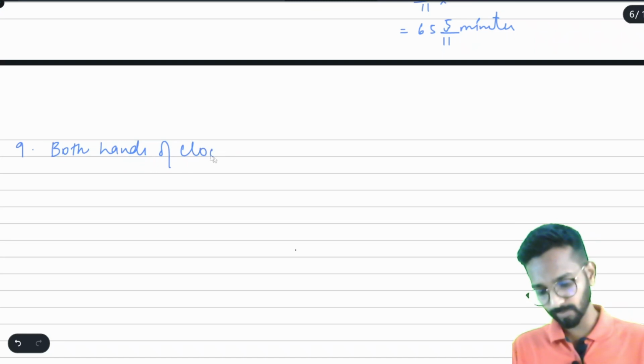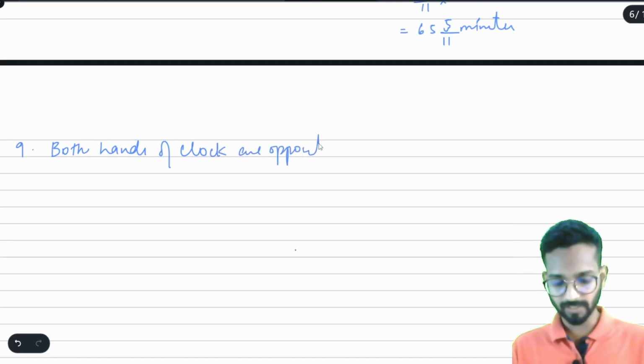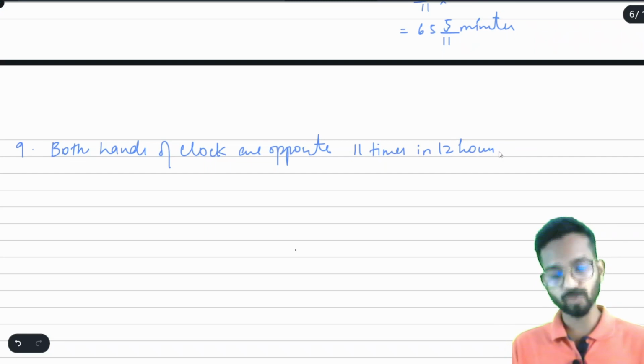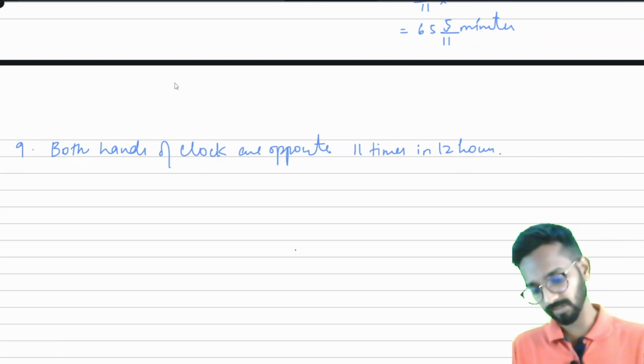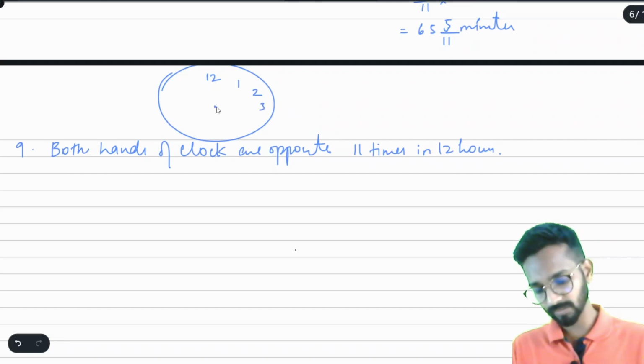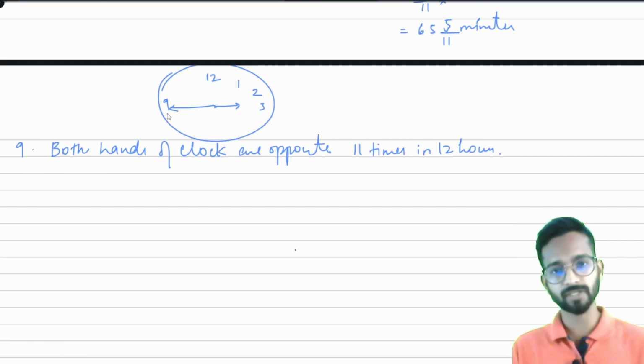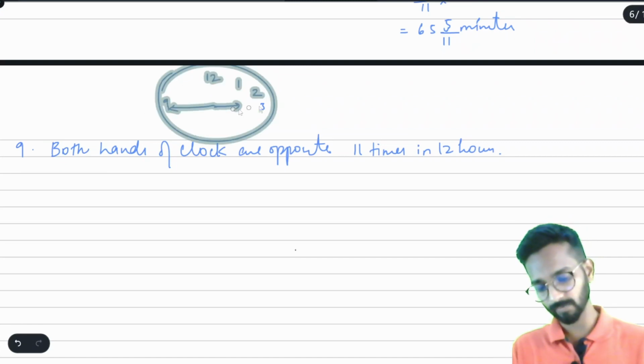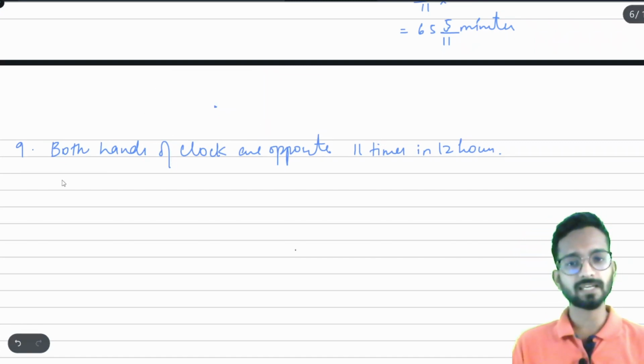what we have here is that both hands of the clock are opposite to each other. How many times? Again the same, 11 times in 12 hours. Opposite means exact opposite. How? See, suppose this is the clock, 12, 1, 2, 3. The hour hand is here and the minute hand is here at 3:45. Okay, so they are exactly opposite. It will also happen 11 times in 12 hours. Okay, now these are the 9 points.